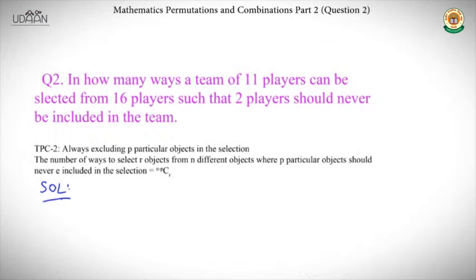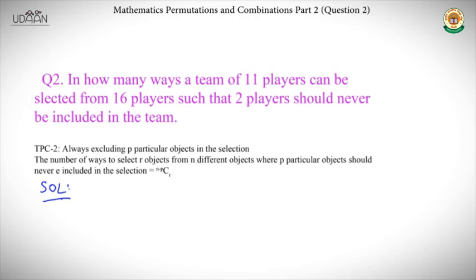So now we move to the next question, that is question number 2. In how many ways can a team of 11 players be selected from 16 players such that 2 players should never be included in the team? That is, we have to select 11 players from 16 players, and we have a constraint that 2 players should never be included. So for the solution of this question, we move to TPC2.